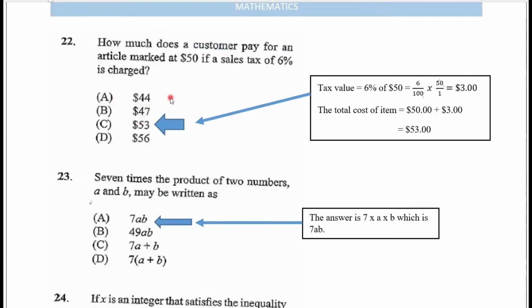22, coming to the end of consumer arithmetic. How much does a customer pay for an article marked $50 if a sales tax of 6% is charged? Very easy. Find 6% of 50. That is 6 over 100 by 50. Cross out a 0 top and bottom.